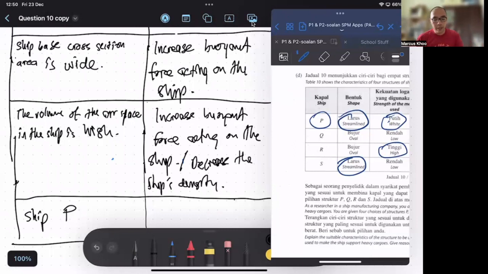Then again ship P, because the same 4 points again lah. Make sure that all the 4 points are given over here, 1, 2, 3, 4. And remember never to use 'because it fits all the characteristics above' as a definite answer, you cannot and must not use it. Okay, let's carry on to question number 11, our final question.